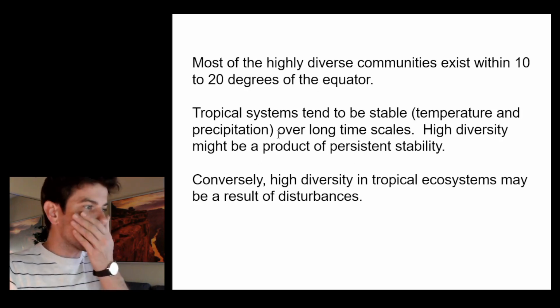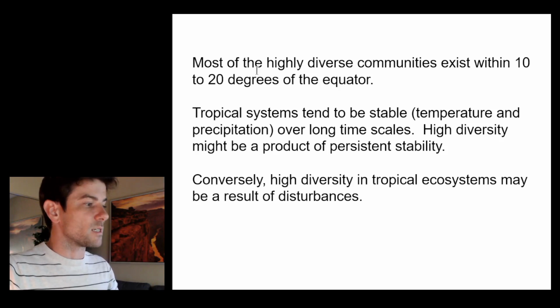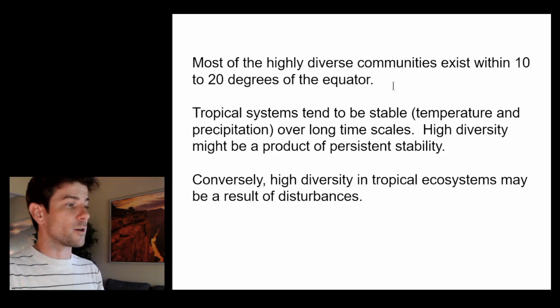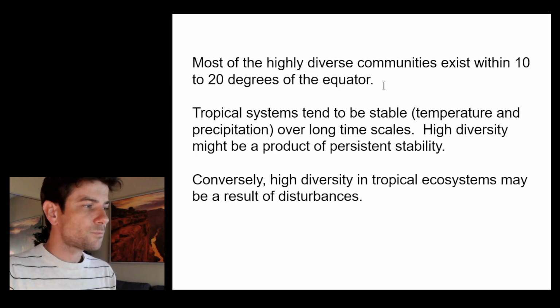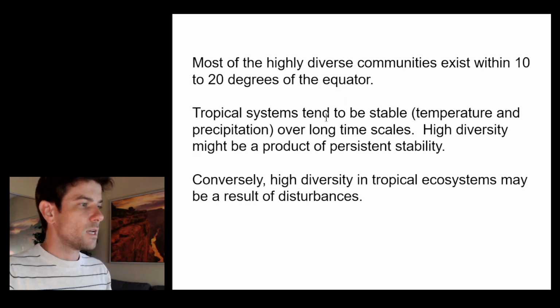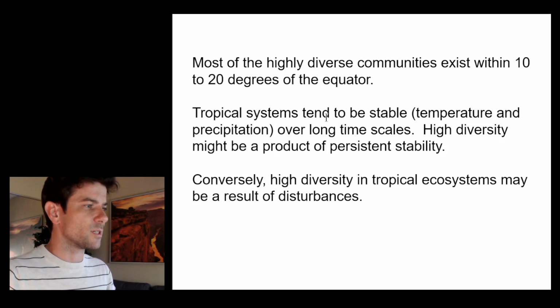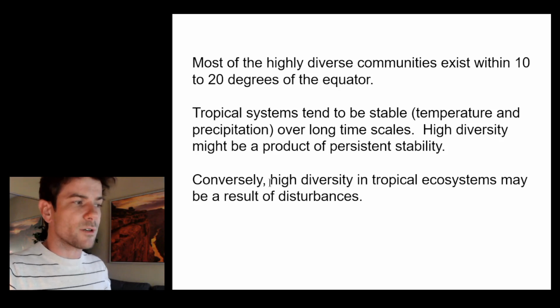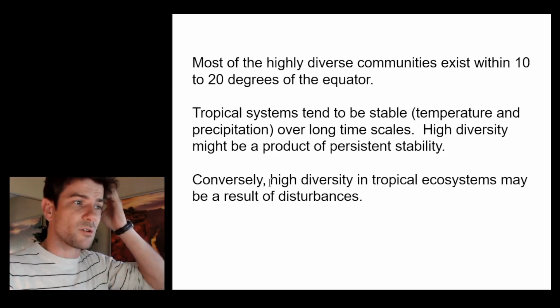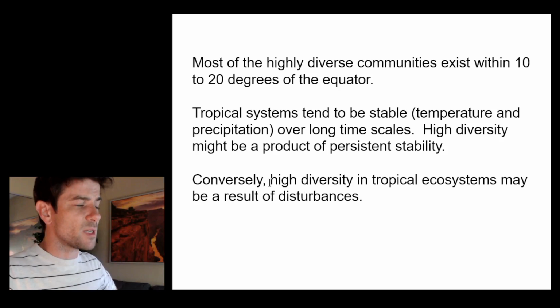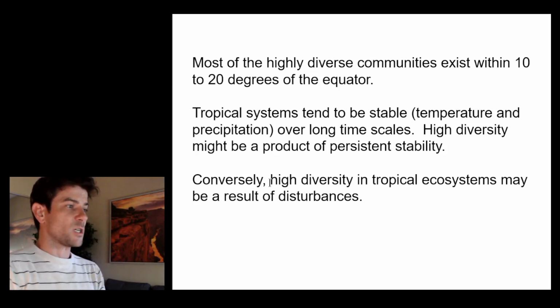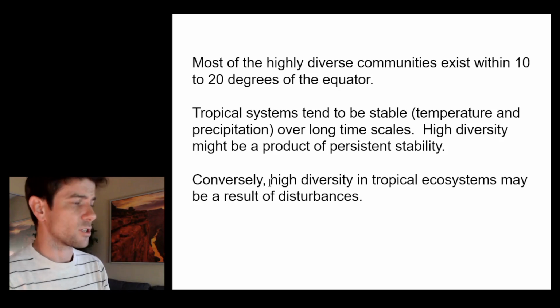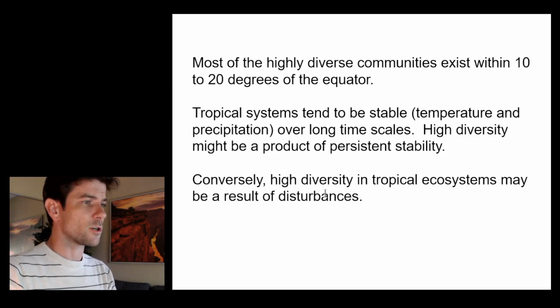Okay, and so a lot of these really high biodiversity environments exist within 10 or 20 degrees of the equator. Really, these tropical ecosystems are an important hotspot for biodiversity. In a similar way, temperate forests are also incredibly diverse in their own ways. You could look at these tropical ecosystems and say that their high diversity is a result of persistent stability, because the tropics don't experience as much seasonal change or as much change as a result of longer-term climate trends.